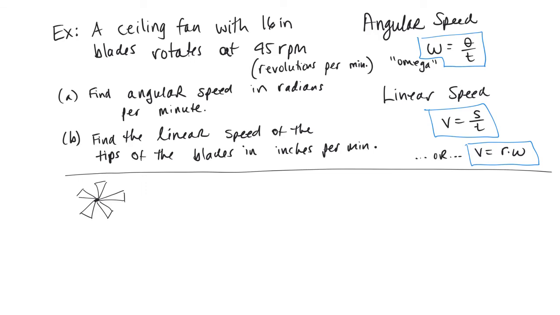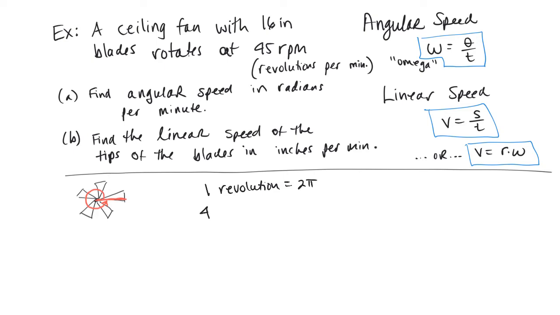All right, let's look at this example where we have a ceiling fan. It has 16-inch blades and it rotates at a rate of 45 revolutions per minute. So in 1 minute, there are 45 revolutions, and each revolution represents 2 pi. The angle is a full 2 pi. So each one revolution is the same as the angle changing 2 pi.